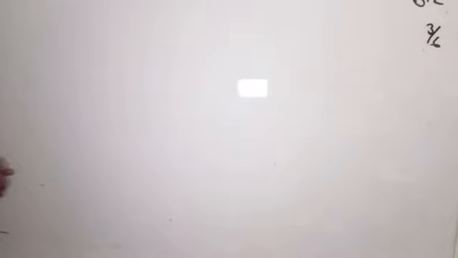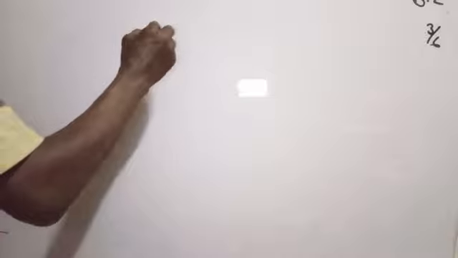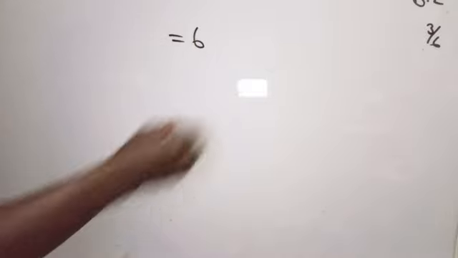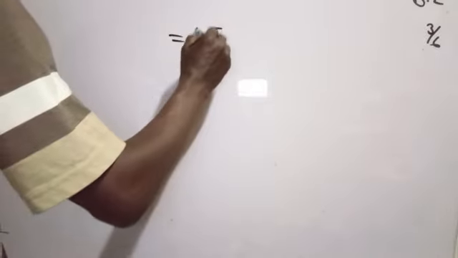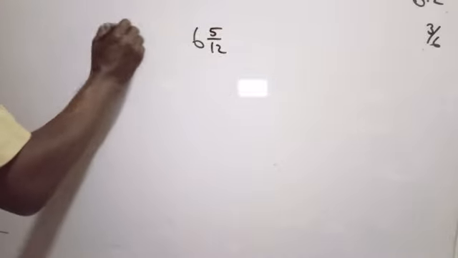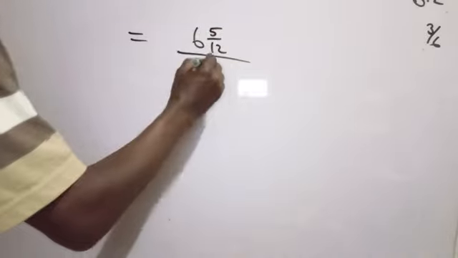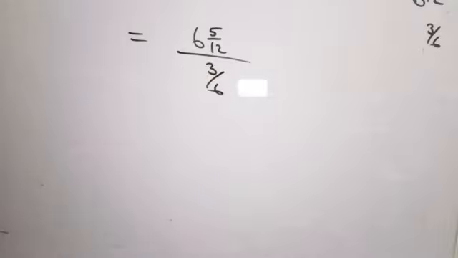Okay, thank you. Thank God. We have cleaned it now. So the answer we obtain as our numerator now is what? 6 whole number 5 all over 12. Then divided by what we obtain as denominator, 3 over 6.